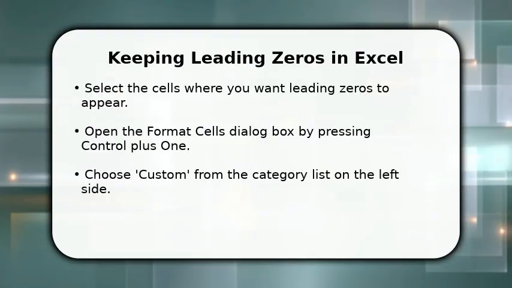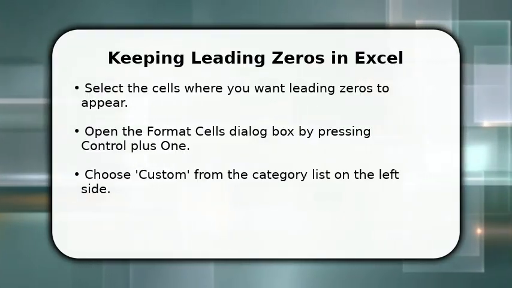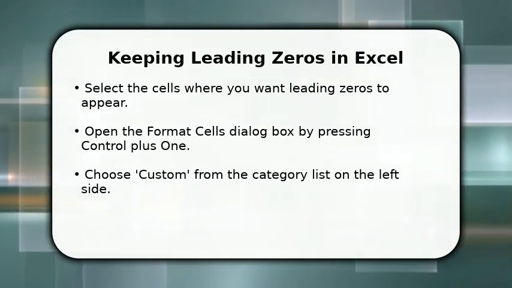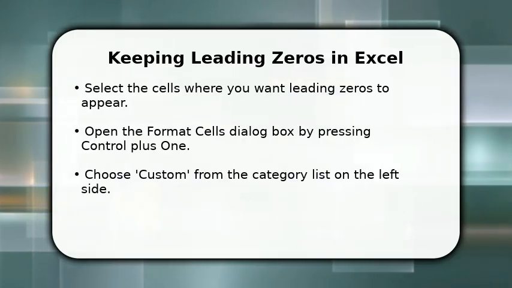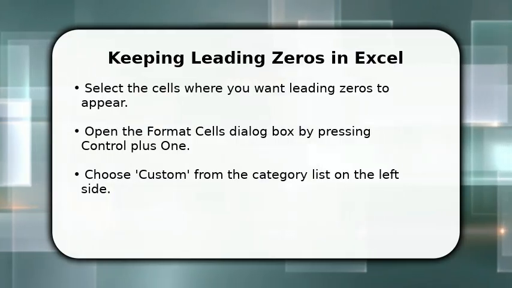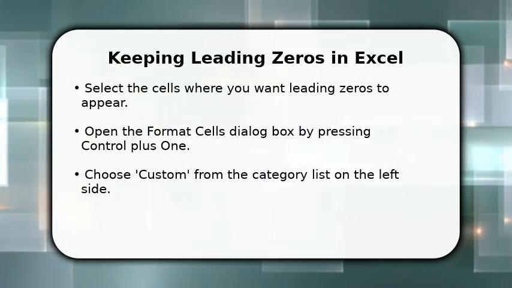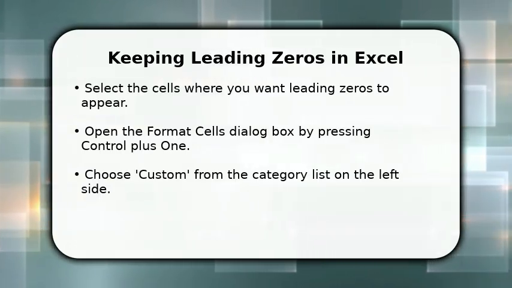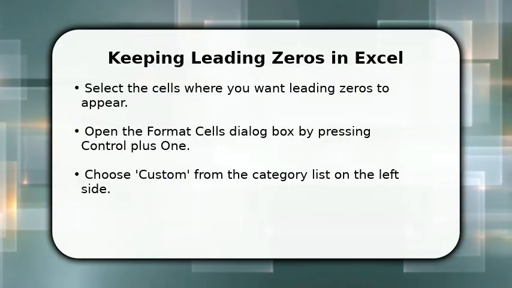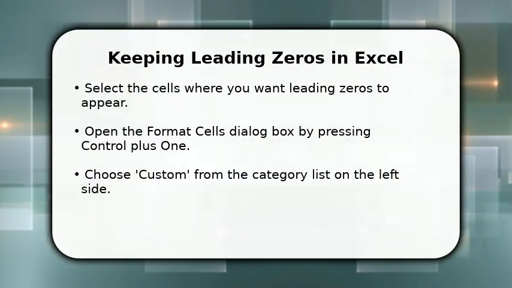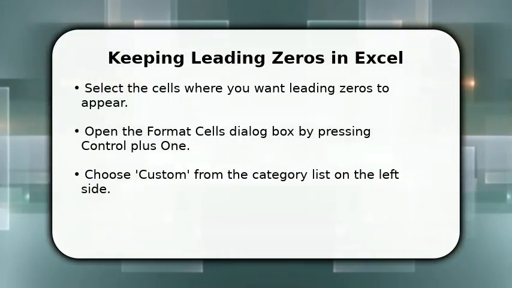Enjoy the video. In this video, I will explain how to get zeros to stay in Excel. First, select the cells where you want leading zeros to appear. Then, open the Format Cells dialog box, which you can do by pressing Ctrl+1 on your keyboard. From the category list on the left, choose Custom. This allows you to define a specific display format for your numbers, ensuring those important leading zeros remain visible.